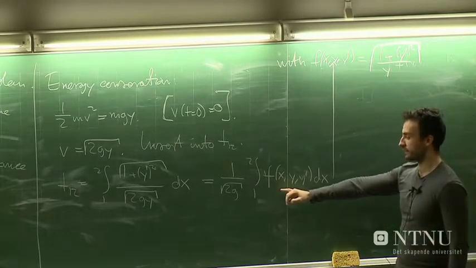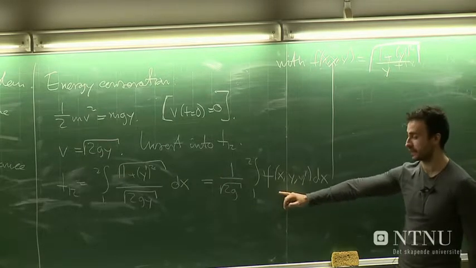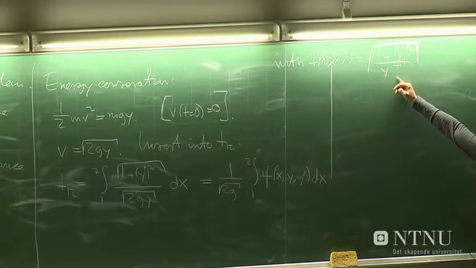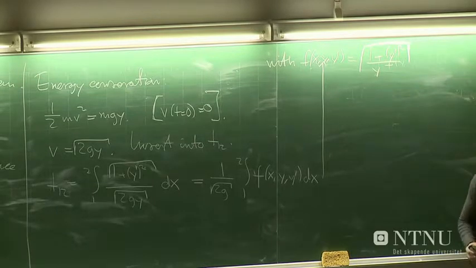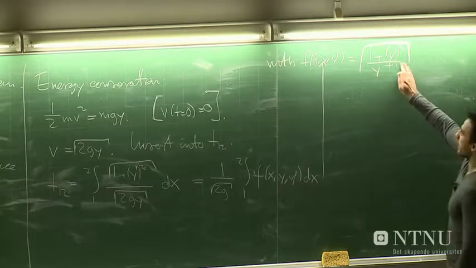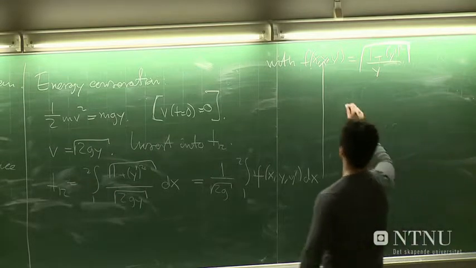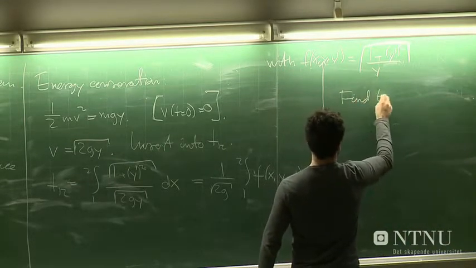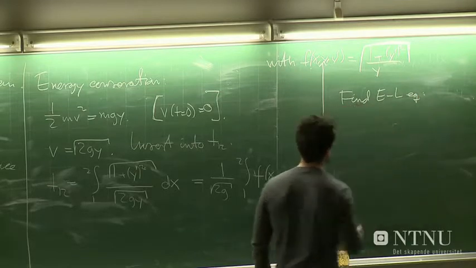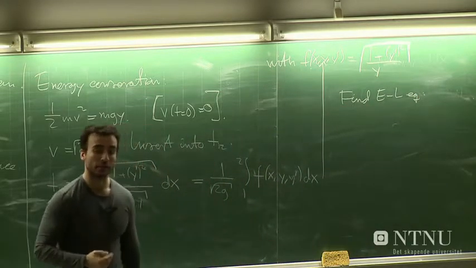Which means I can identify the function f here in the integrand, like this. Now, this is slightly different from the previous example, because now we have no dependence on x, but we have a dependence on y, which we did not have in the first example of the minimum area. Okay, next step, find the Euler-Lagrange equations.